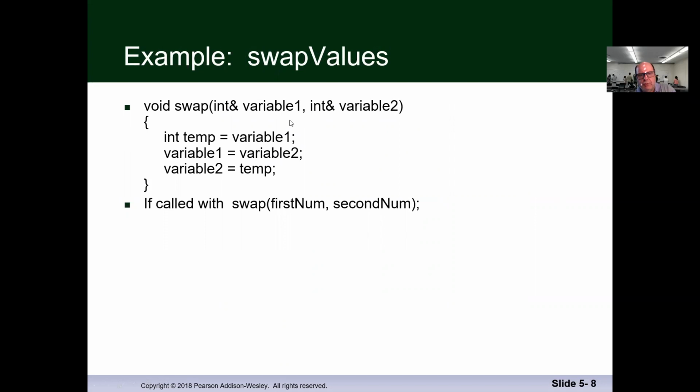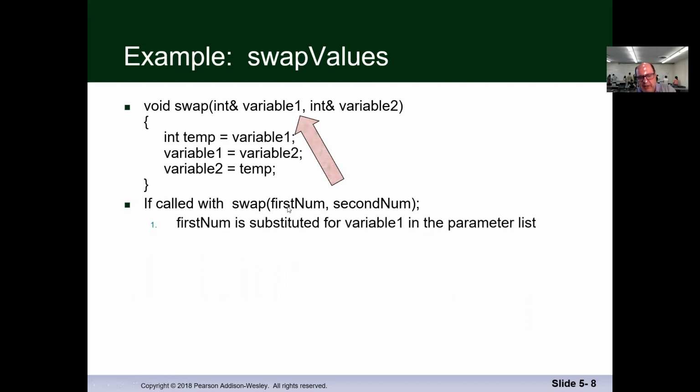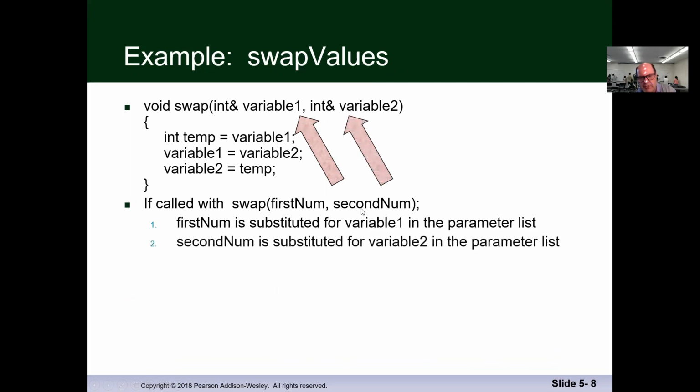So we have our swap values. We talked about this function. We have two things going in, two things coming out. So when we call the swap function, remember the calling is similar to what we had in chapter 4. We're going to put the name and pass some variable name on it. So when we do this, the first thing that happens is this first number goes and gets put in variable 1. So my variable 1 becomes whatever first number is, and my variable 2 becomes whatever second number is.